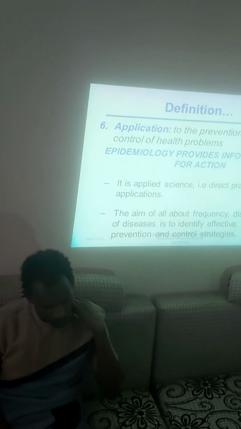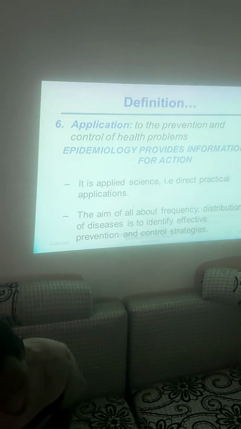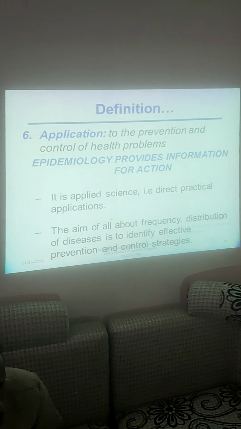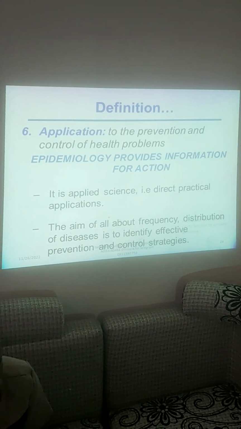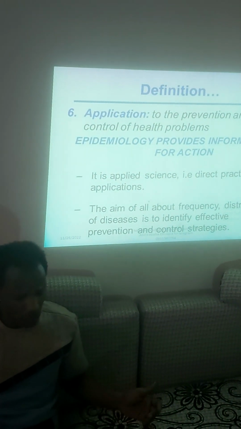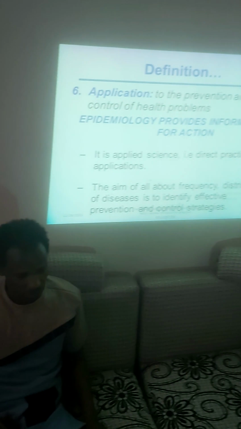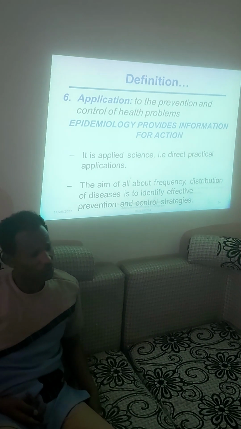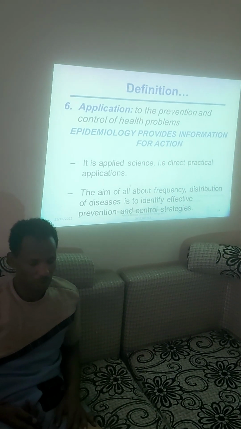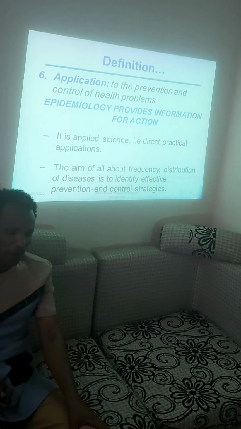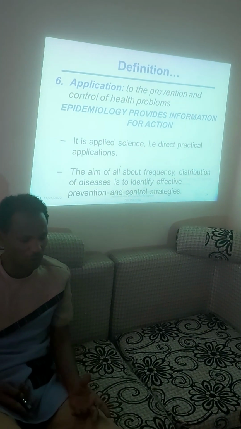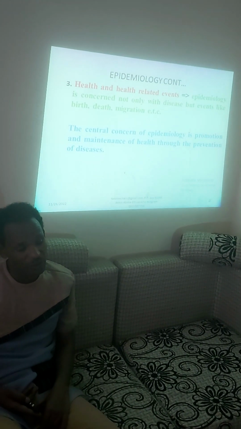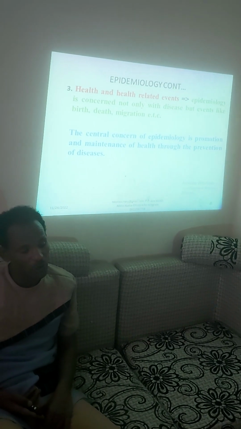In this science, the application of epidemiology is also to the prevention and control of health problems. For this reason, epidemiology provides information for action. As known, epidemiology is a pediatric science, and its aim is all about the frequency and distribution of disease, identifying the effectiveness of prevention and control strategies. That is the application of epidemiology.